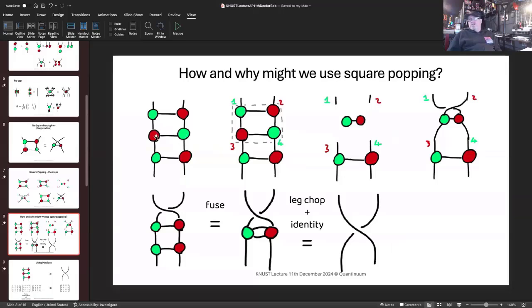Can you see my cursor? Can you see my cursor when I move this? Yeah, it's visible. Yes, okay, good, we can see.